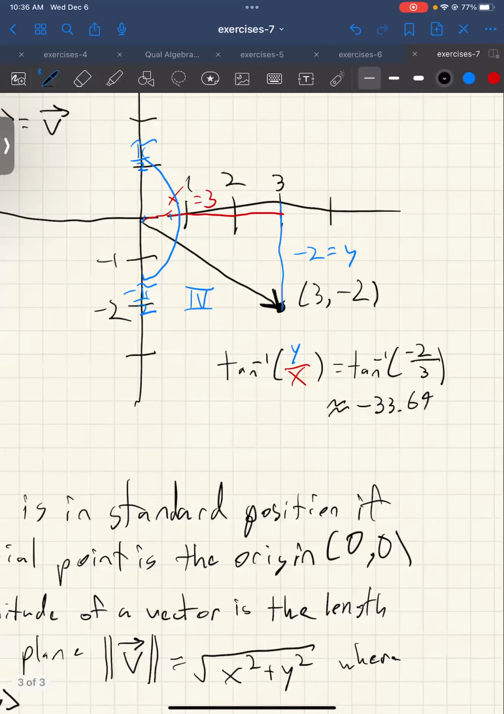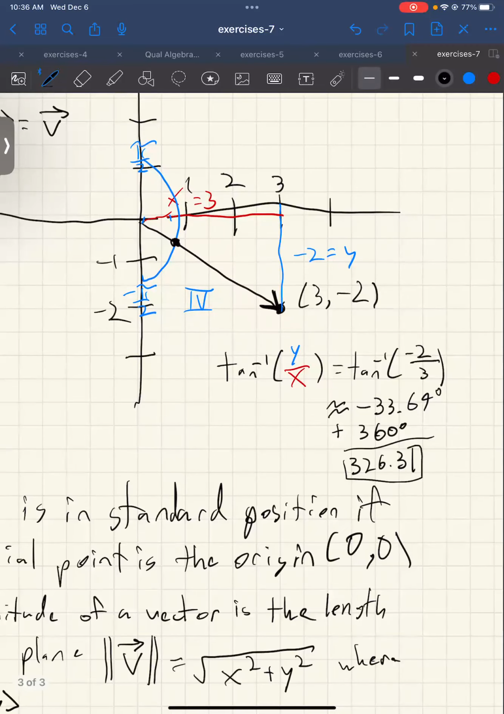So how do I find something coterminal, so it sits in the same spot as that angle, but is positive? Well, I can add 360 degrees. And that gives me a coterminal angle, but this time it's going to be positive. So add 360 to that, and this turns out to be 326.31 if we're rounding to the second decimal place. Perfect. So this is the direction angle for there.